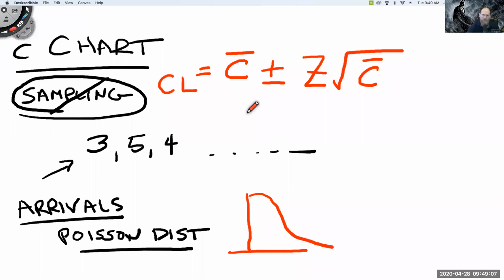And then we're going to put that C bar here and here. To determine the upper control limit, we'll do a plus. To determine the lower control limit, we'll do a minus. So what I'm going to do now is just grab this formula here and take it with us to an example.